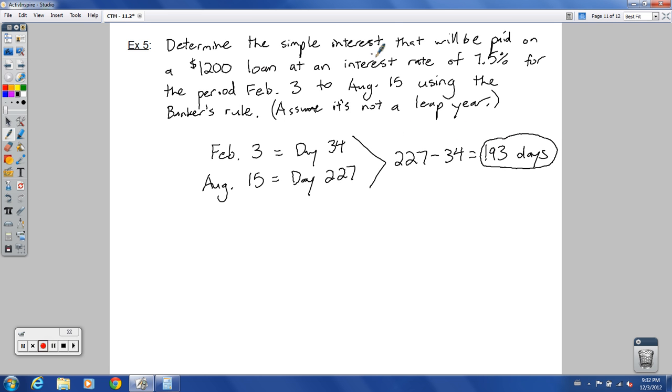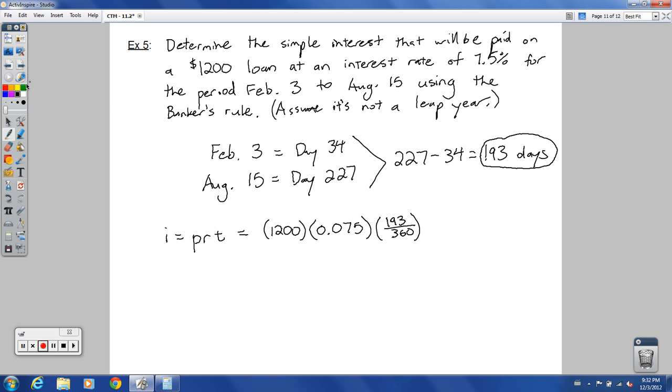Now we are calculating the simple interest on this loan. So now we do our I equals P R T part. The interest is going to equal the principal times the rate times the time. The principal, the amount of the loan, is $1,200. The interest rate, as a decimal, move it 2 spots, you have 0.075 instead of 7.5. And then here's where we're using the banker's rule. We're dividing by 360. So I have 193 divided by 360.